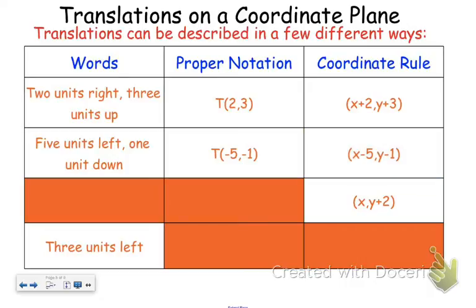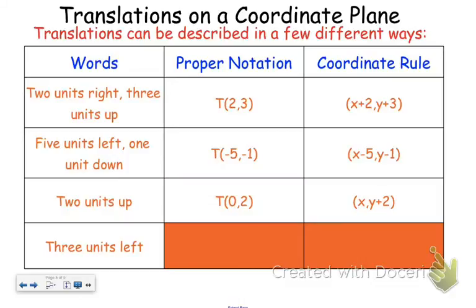In the next example, notice that in the coordinate rule, we are neither adding nor subtracting any value to the x. So if there's no change, the number that represents no change in a transformation is a 0. And if we are adding 2 to our y value, we are moving up by 2 units. So the only change that happens in this example is a vertical shift of 2 units.